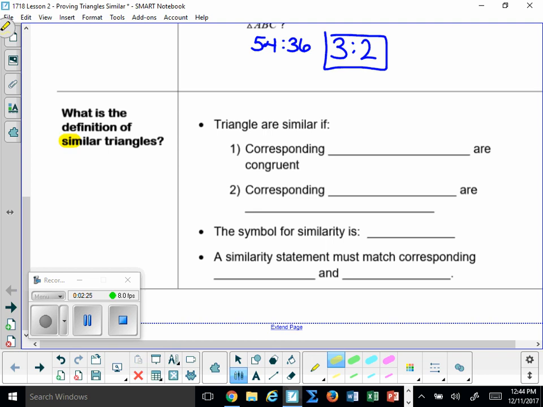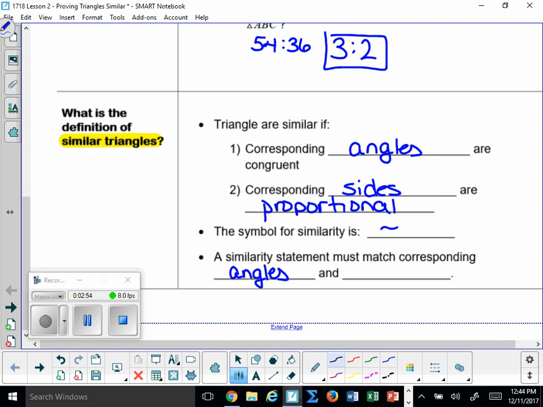So what is the definition of similar triangles? And yes, you need to make me a second note card here. Two parts to it. Corresponding angles have to be congruent, and corresponding sides must be proportional. Right? We use the tilde for similarity, and a similarity statement has to match the corresponding angles and sides, just like your congruency statement had to match your corresponding angles and sides.